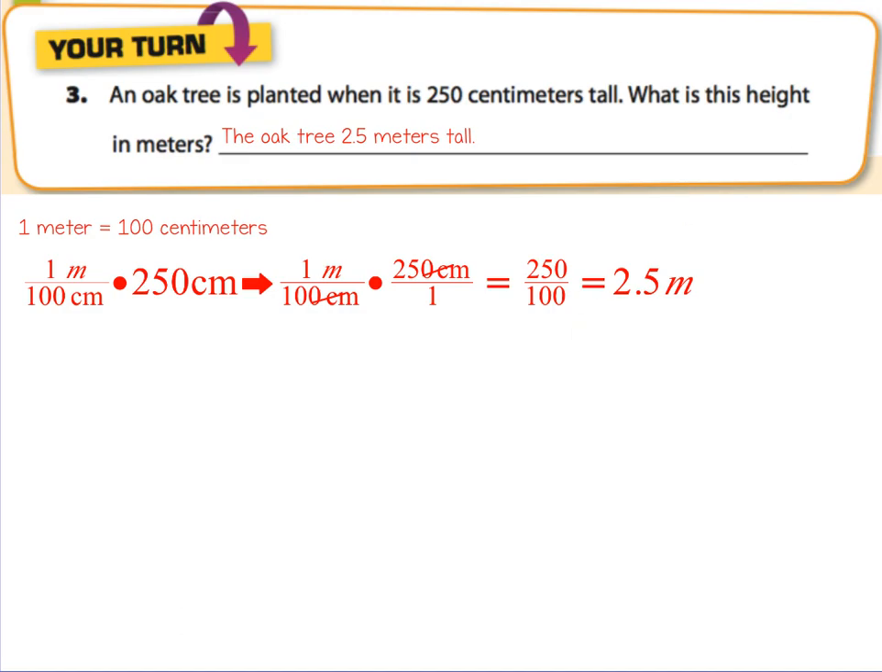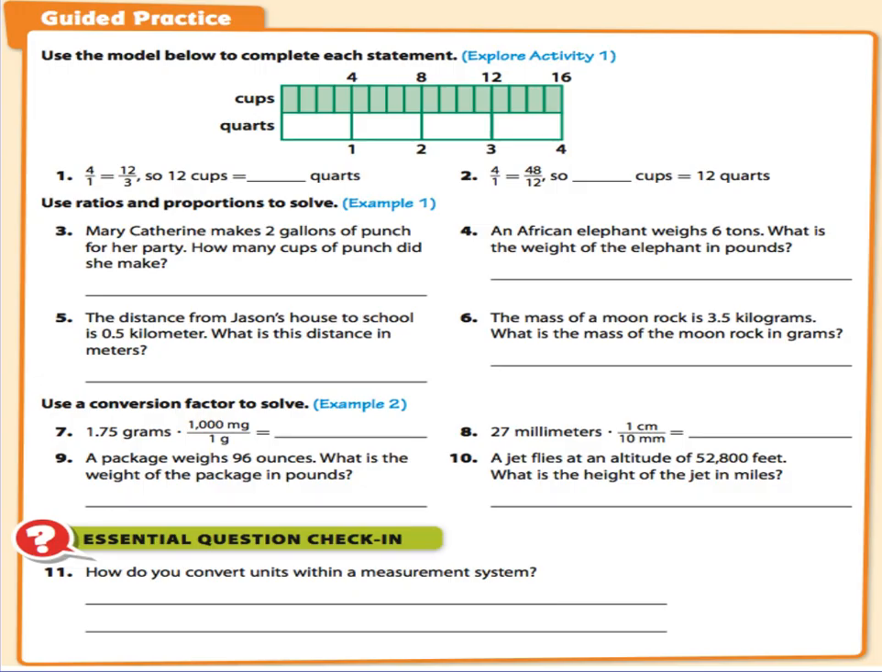All right, you have your guided practice problems here. So 1 and 2 are going to be in your guided practice. And as always, if you have any questions, please be sure to write them down or email me so we can go over them in class.